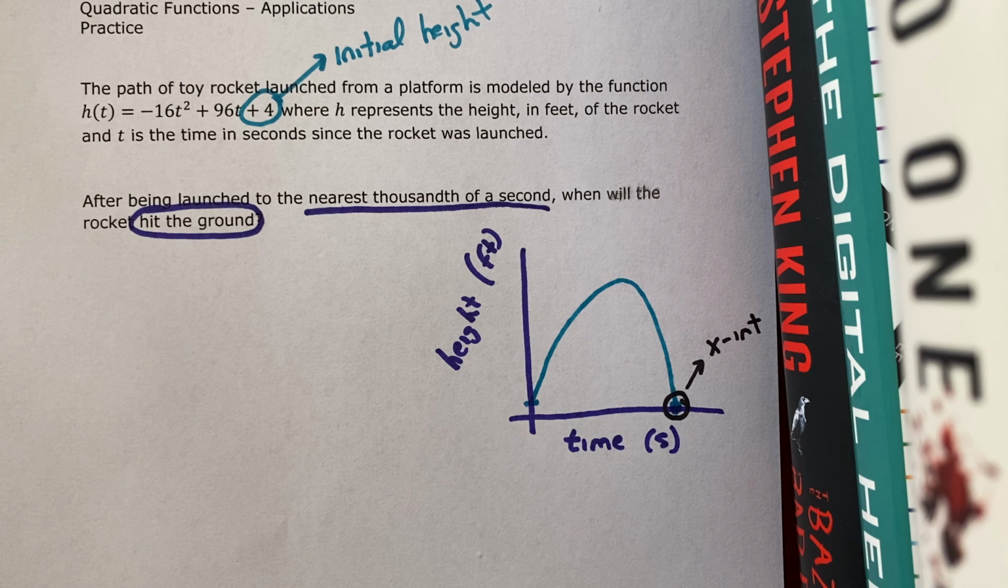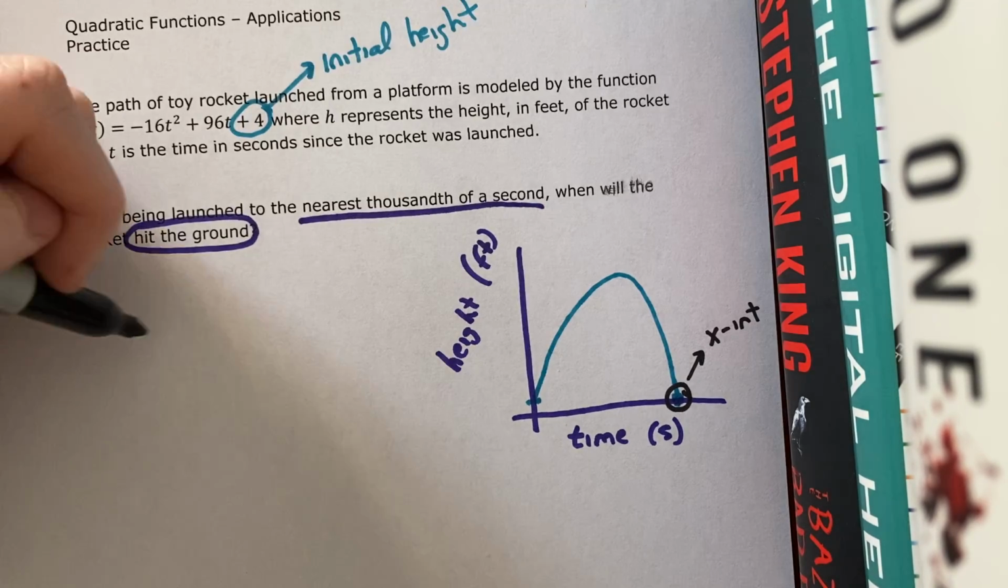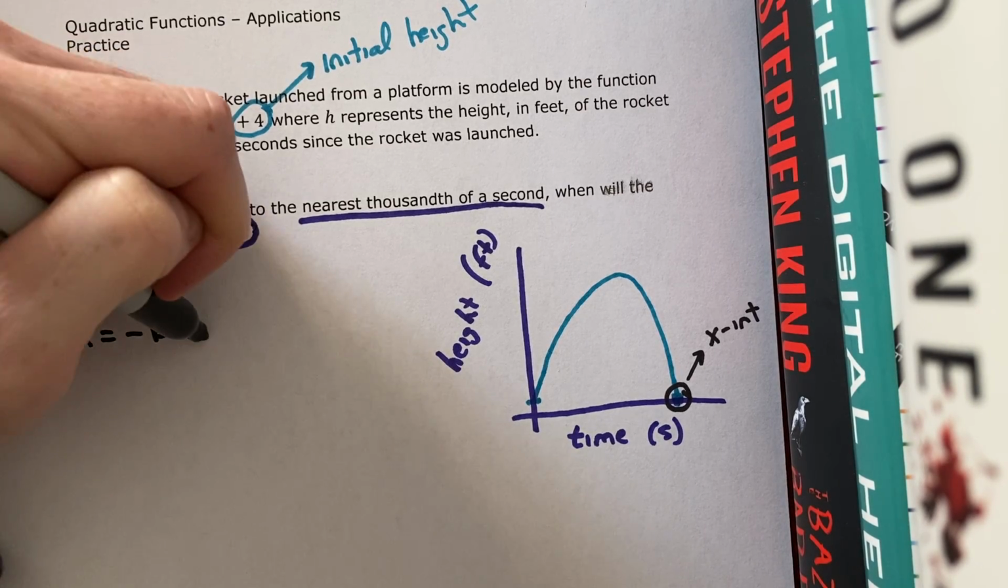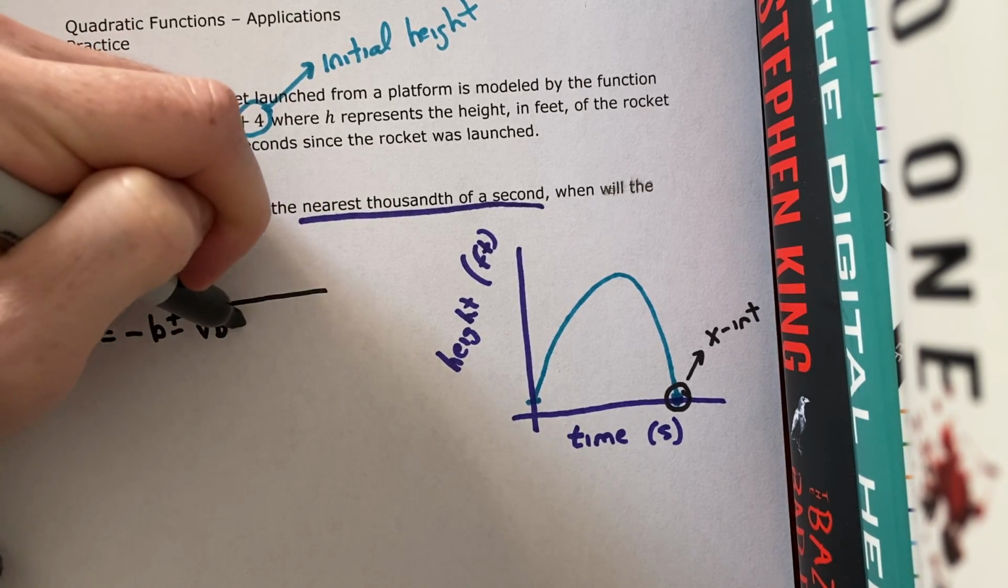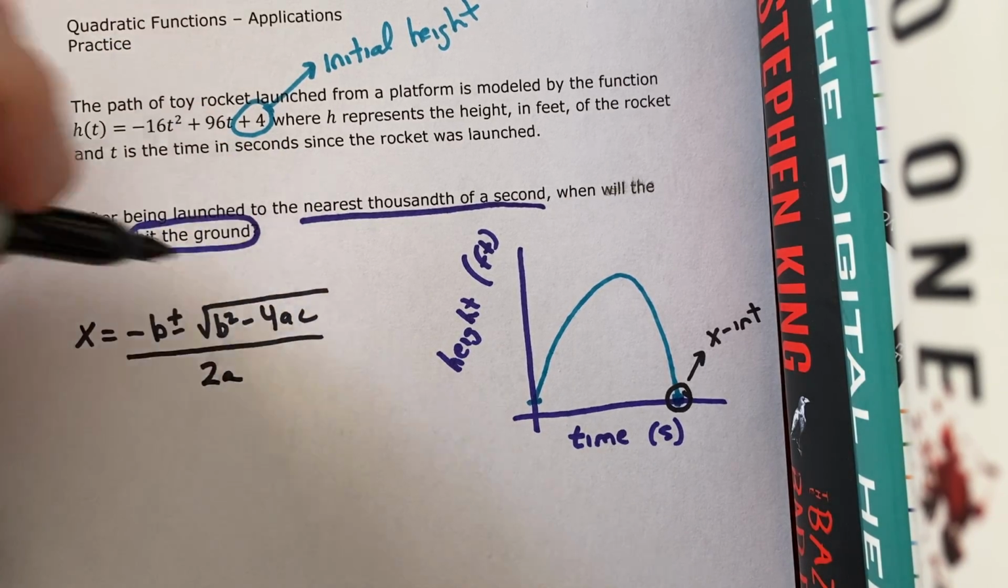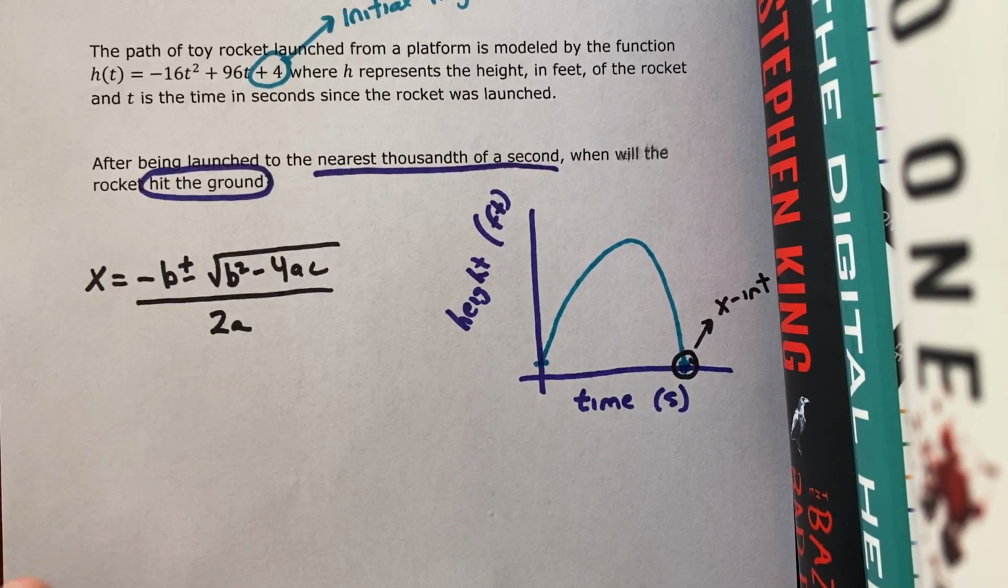A couple of different ways we can do this. We can factor it. We can use the quadratic formula. We can complete the square. I'm telling you right now, the easiest way when you're finding the x-intercepts is to always use the quadratic formula. It is the only method that works every single time. So x equals the opposite of b plus or minus the square root of b squared minus 4ac, all over 2a.